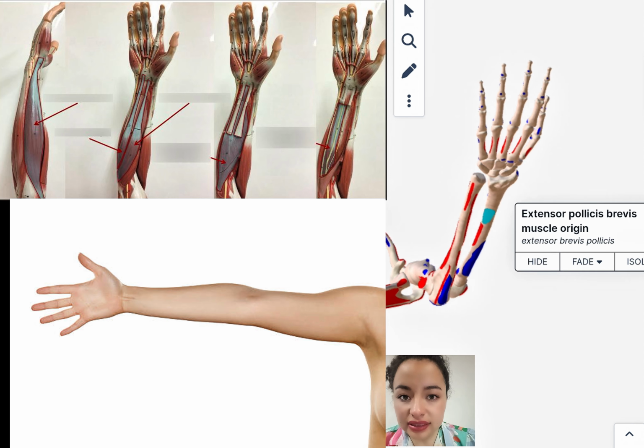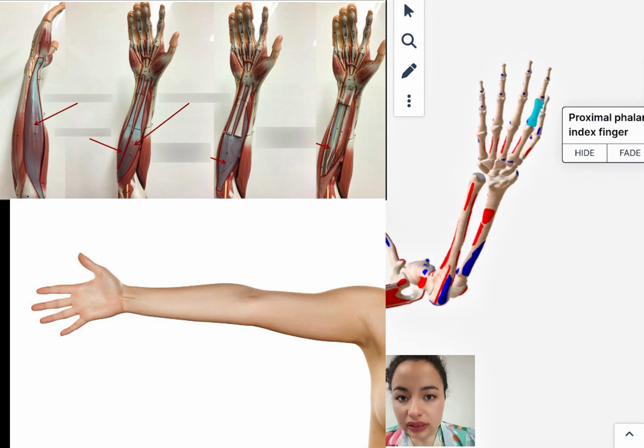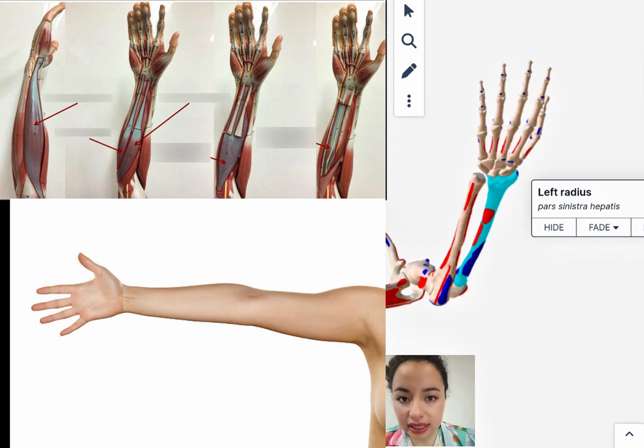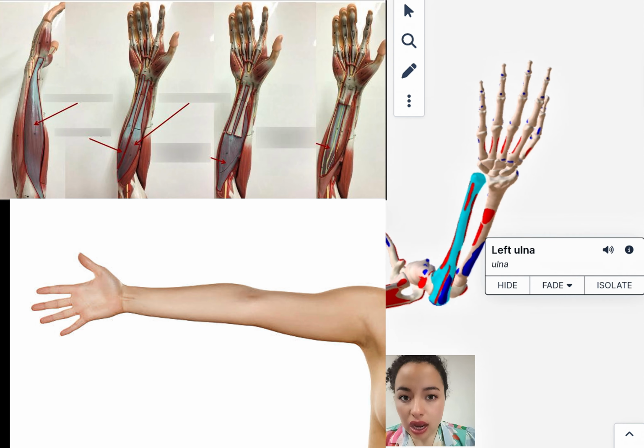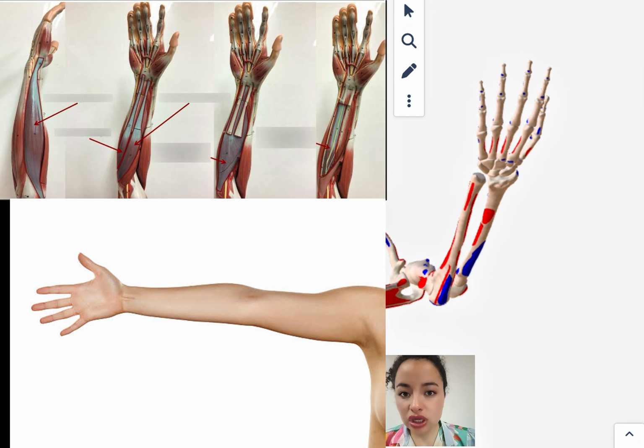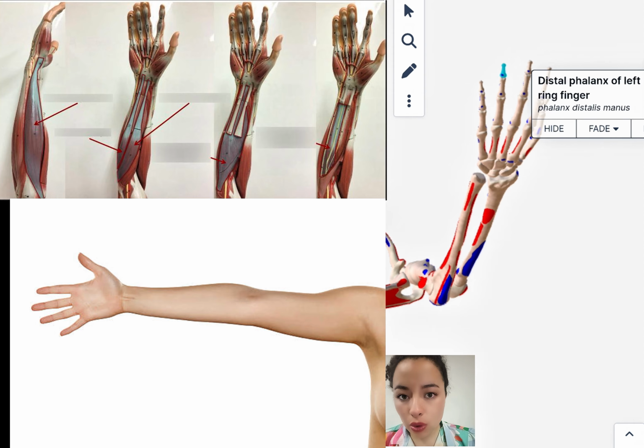Elbow extensor muscles. Triceps brachii is located on the back of the arm. Anconeus contributes to elbow extension.